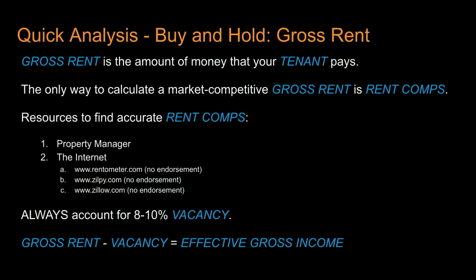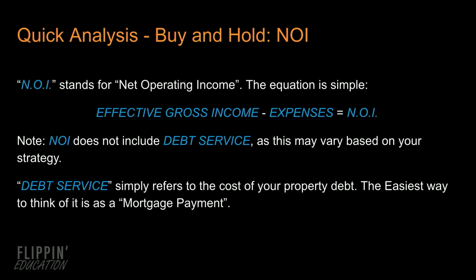So always account for that 8 to 10% vacancy as you're running your numbers. Now we're going to take our gross rent minus that vacancy variance, and that will give us our effective gross income.